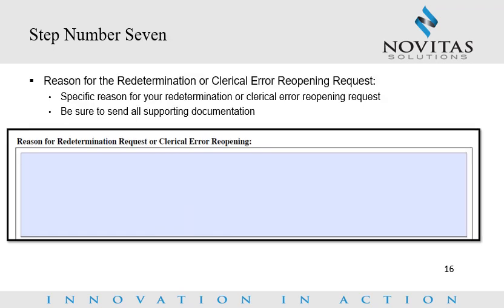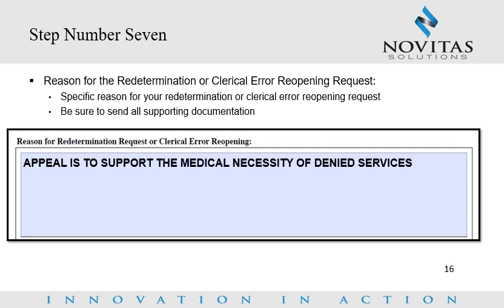Step number 7. The final step in the form completion is where you can create a narrative that gives a clear, concise reason for the request. Please be as specific as possible and try to avoid jargon or acronyms that may not be understood by Novitas's appeal staff. Let's write a brief narrative to say the appeal is to support the medical necessity of denied services.